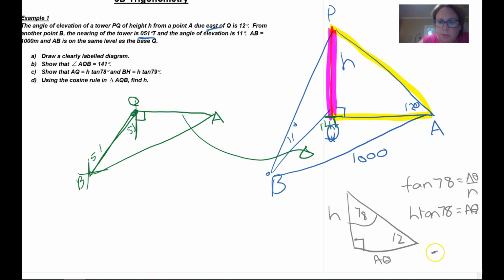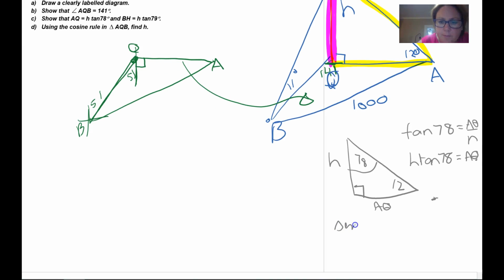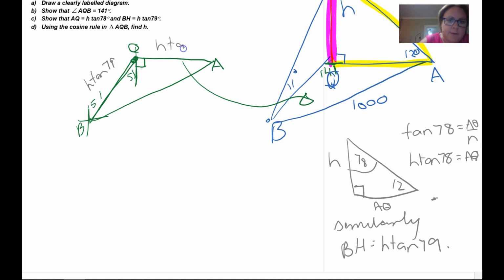Similarly, so I can just write, and I don't know why I'm doing it all the way over here, but anyway, I can just write similarly BQ equals H tan 79. Now this is BQ, H tan 79, and this is QA, H tan 78. I know this is 1,000.